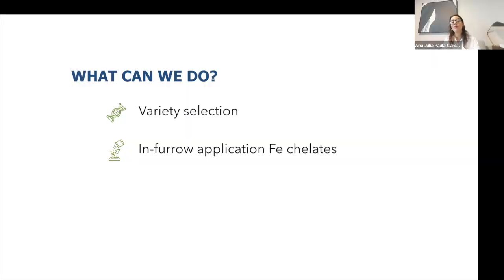And now we are going to move to in-furrow applications of iron chelates. So there is a bunch of products that are iron chelates. I think the most popular is Soy Green. Maybe you have heard that commercial name. There are other products that also work. Saying that, let's dig a little bit into this.